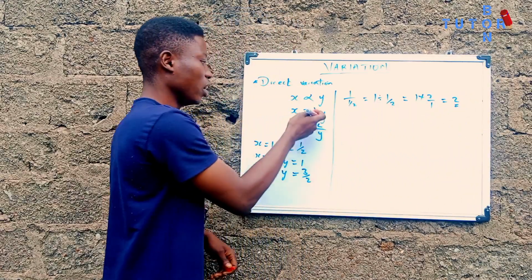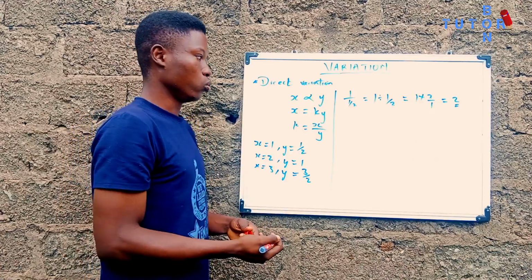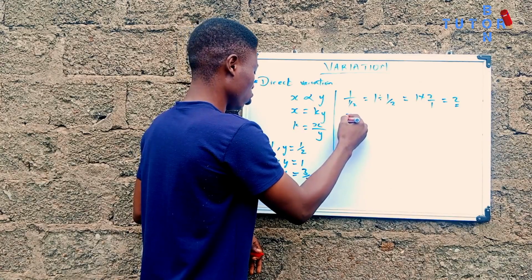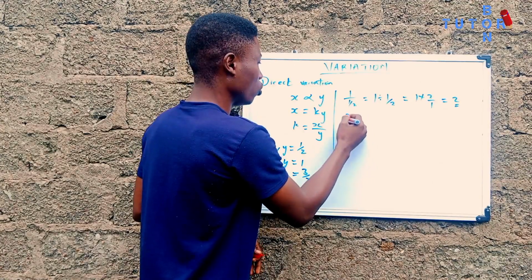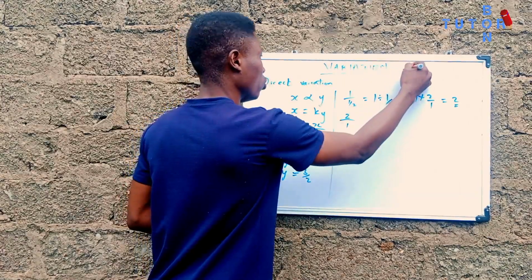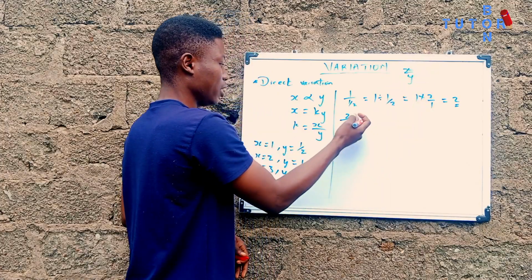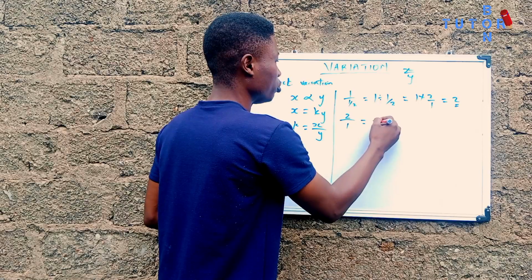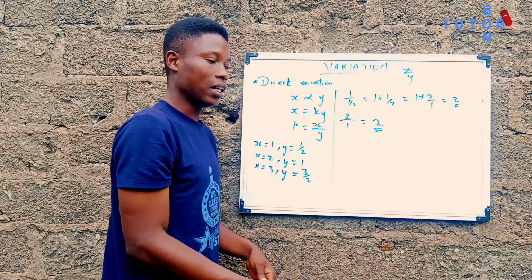In this case, your x is equal to 2. Let's say you have the second one to be 2 over 1, which is our x over y. Don't forget we are using x over y, so your x is 2 and your y is 1. Here you have it to be 2, which is still the same thing as this.